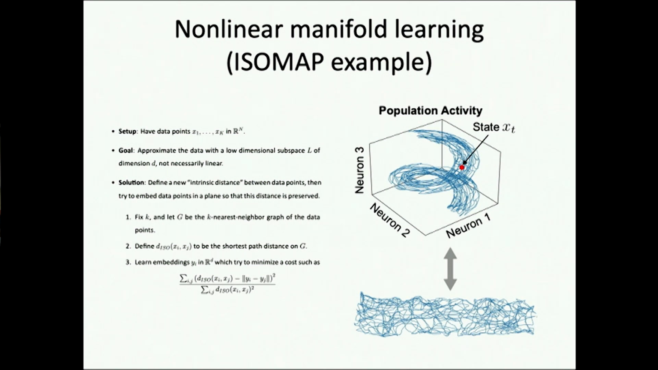You take the same bunch of data points, x1 to xk in Rn. And again, the goal is to approximate the data by this now nonlinear subspace. First we're going to define a new distance metric called the intrinsic distance. Here's how we're going to do it. Think of a graph or a matrix whose ijth entry is just the Euclidean distance from point xi to point xj. You imagine those connected by a straight line, and that distance is the length along the straight line from xi to xj.